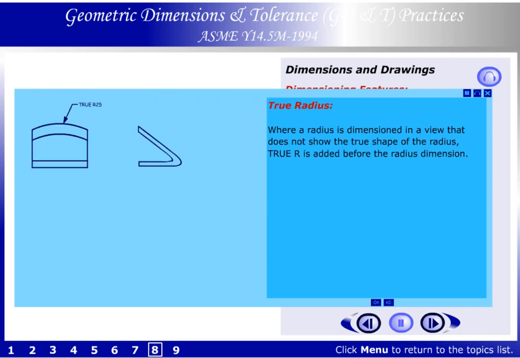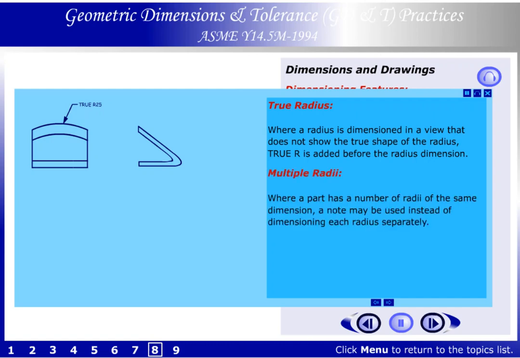True radius. Where a radius is dimensioned in a view that does not show the true shape of the radius, true R is added before the radius dimension. Multiple radii. Where a part has a number of radii of the same dimension, a note may be used instead of dimensioning each radius separately.